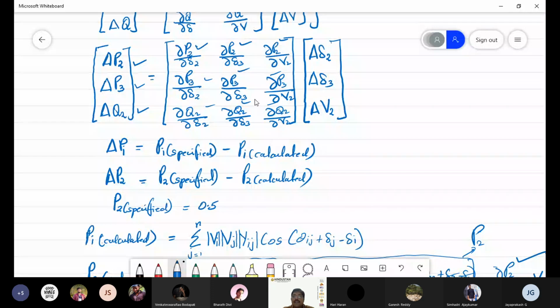And once you know all these values, if you are substituting, it will be like a 3 cross 3 matrix, and the 3 unknowns will be there. You can write it as 3 equations, and you can find the change in del 2, del 3, and v2. So these are the unknown values that you can easily find out at the end of the iteration, right? I hope you can understand, but if you are solving or practicing on your own, it will be easy. Otherwise, it will be very difficult for you.